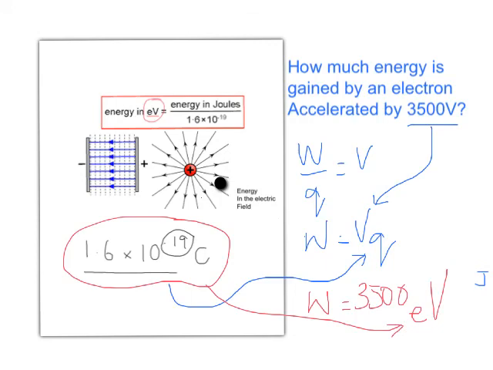So how do we find this answer now in joules? Well, now to find it in joules, we need to multiply out this e value. So you do 3,500 times 1.6 times 10 to the minus 19, and we would get 5.6. I'll write it up here because I've run out of room. 5.6 times 10 to the minus 16. And that's your energy in joules.